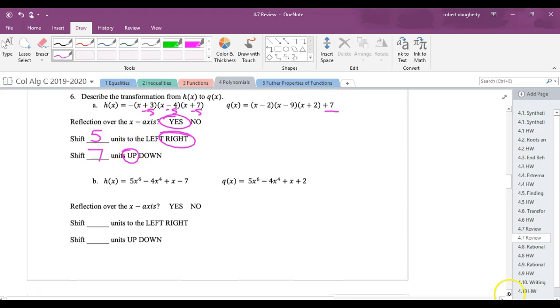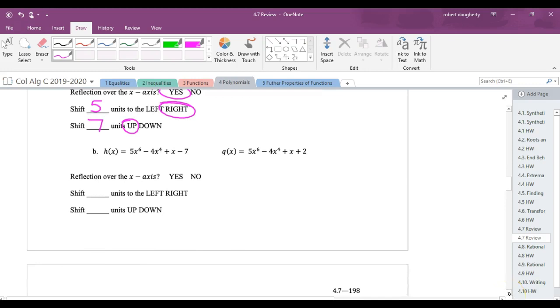If I look at the next example, this polynomial, none of this changed. Was it reflected? No, the signs did not change. Did it go left or right? No, the x's are still x's. They're not x plus 1s or anything. So no units. Did it go up? It went 2 up.